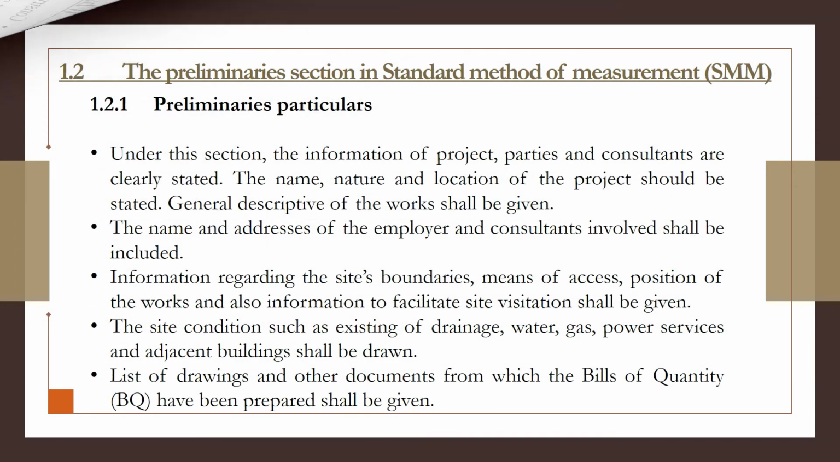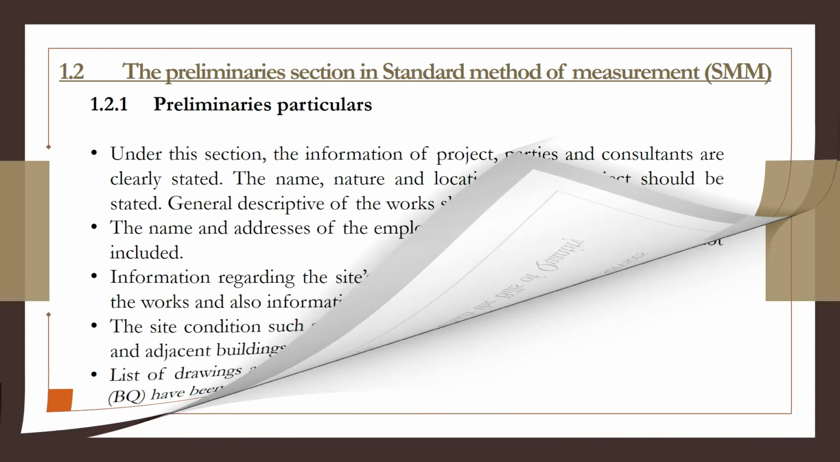The general description of the work shall be given. The name and addresses of the employer and consultants involved shall be included. Information regarding the site's boundaries, means of access, position of the works, and also information to facilitate site visitation shall be given. The site conditions such as existing drainage, water, gas, power services, and adjacent buildings shall be drawn. Lists of drawings and other documents from which the bill of quantity have been prepared shall be given.